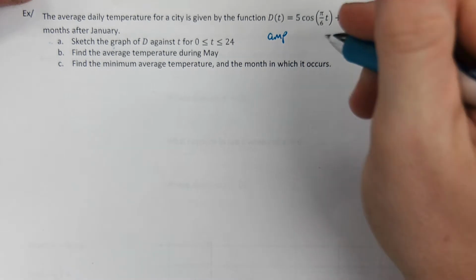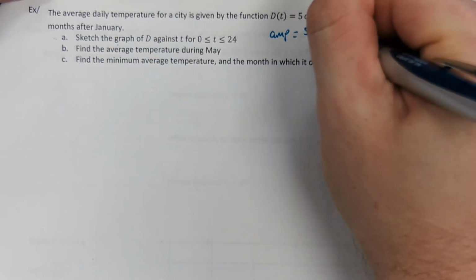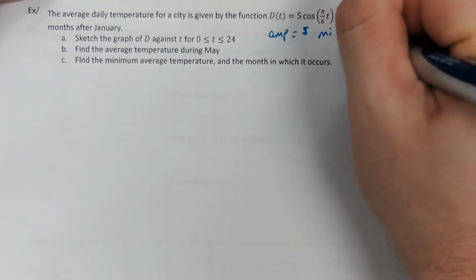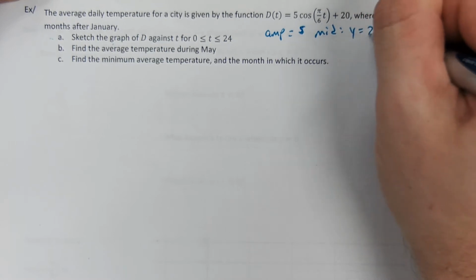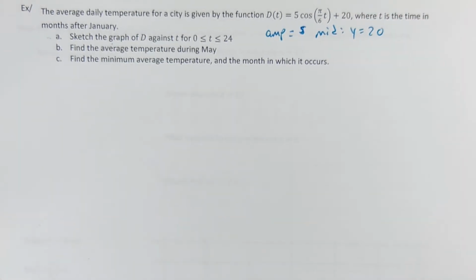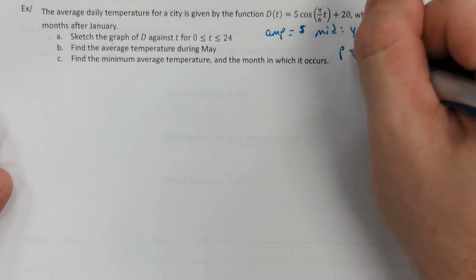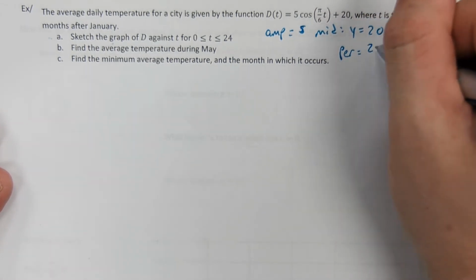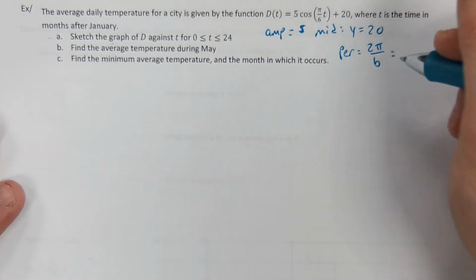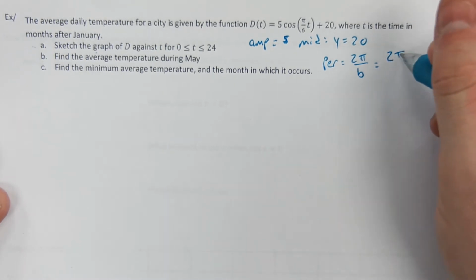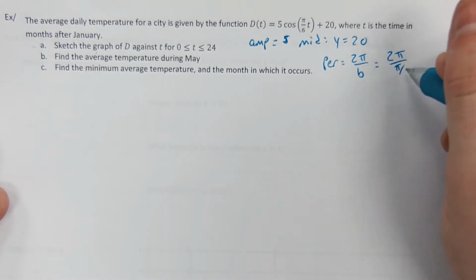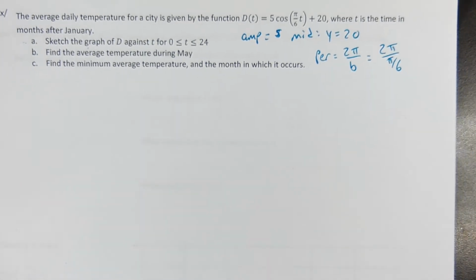There we go. Okay. So amplitude is 5, and our midline is y equals 20. It doesn't have a phase shift, so all we have to figure out is the period length. Well, the period is supposed to be 2 pi over b, and our b value is pi over 6. You have 2 pi over pi over 6. Keep, change, flip.